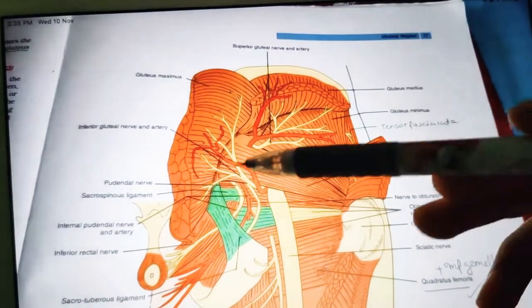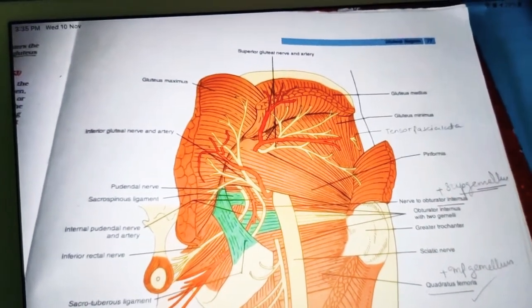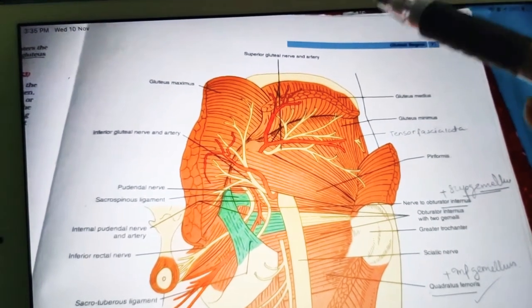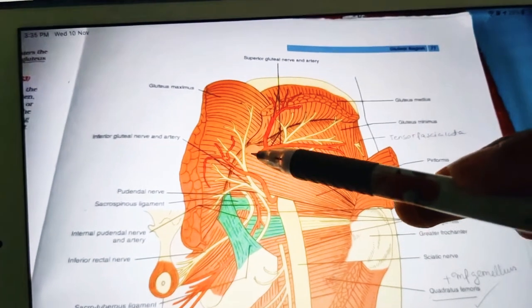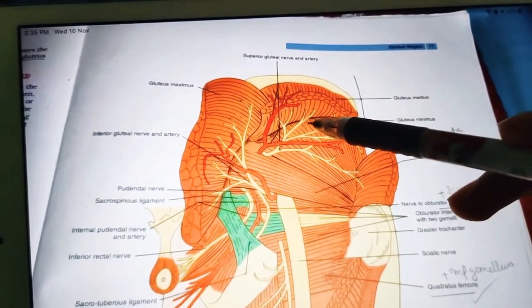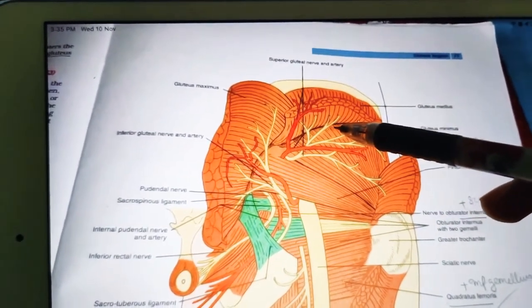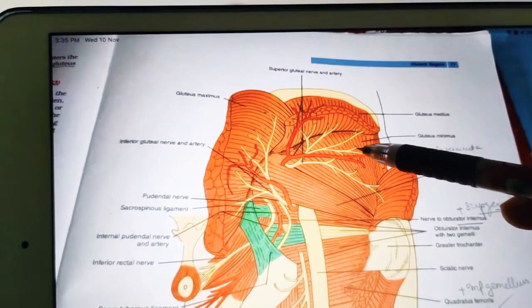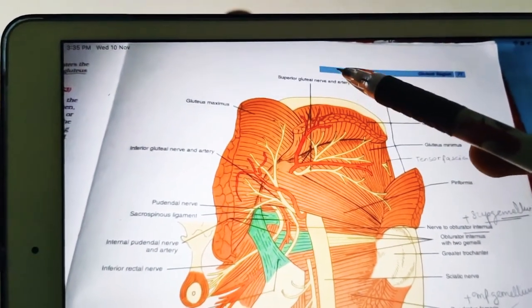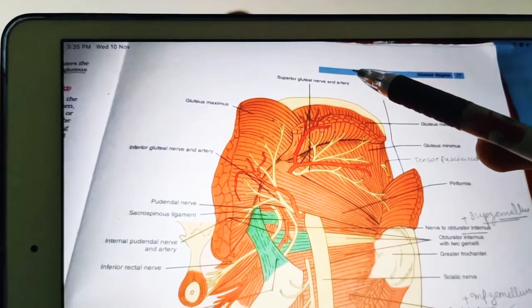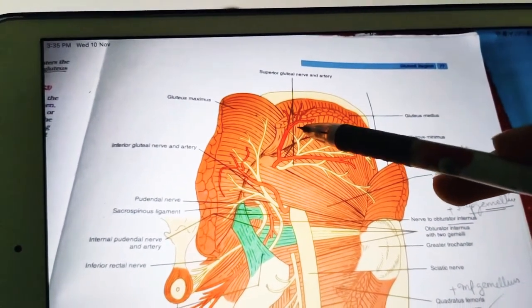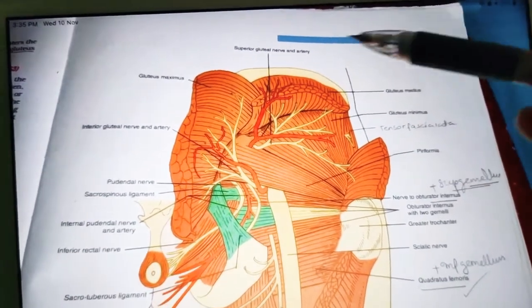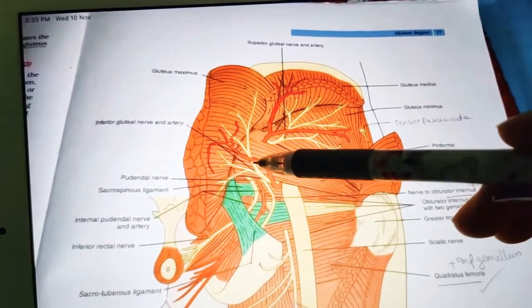So just remember its course is along with the superior gluteal nerve. It will supply the gluteus medius, gluteus minimus, and also gluteus maximus. It has two branches, superior and inferior. The inferior branch takes part in the trochanteric anastomosis, and the superior branch anastomoses at the anterior superior iliac spine with the circumflex femoral artery. That's it. Now we'll discuss the inferior gluteal artery.